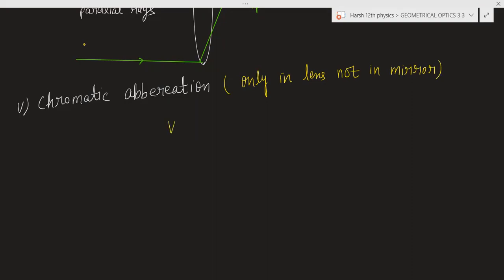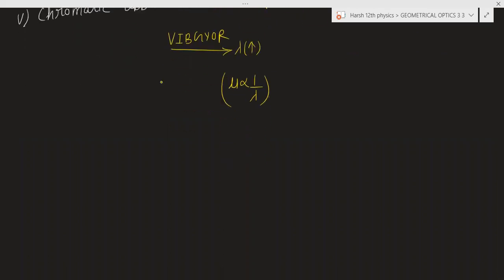Now we know VIBGYOR. If you are moving from violet light to red light, then the wavelength will increase. Lambda is the wavelength, and the wavelength will increase. The refractive index of the lens is inversely proportional to the wavelength, as we discussed. Mu is the refractive index of the lens.